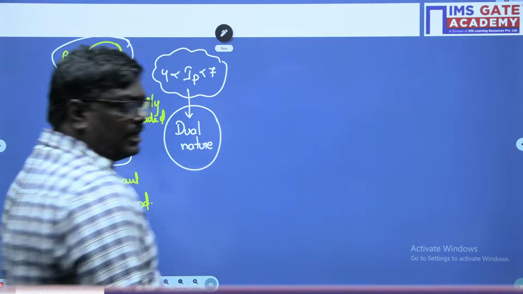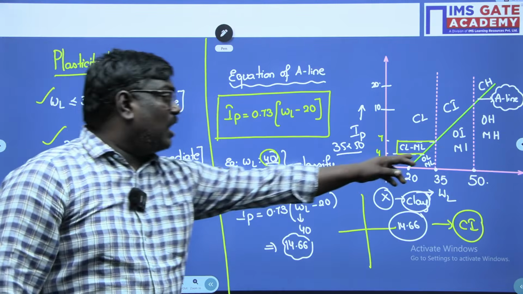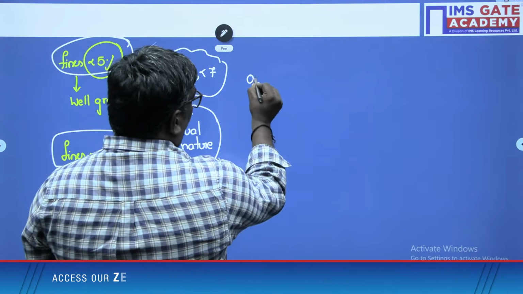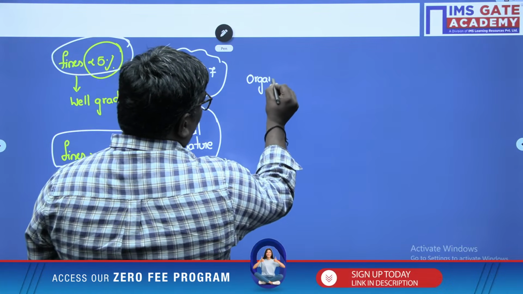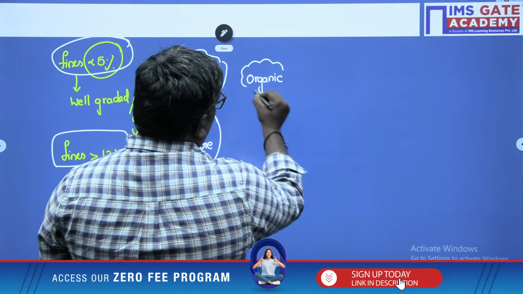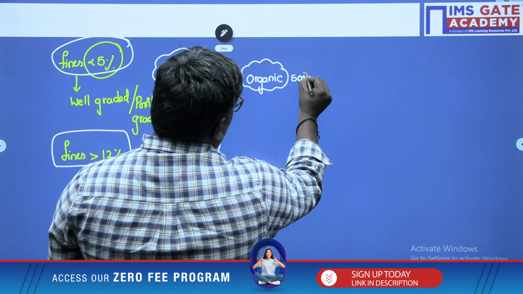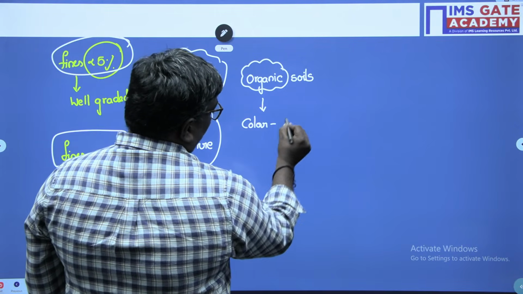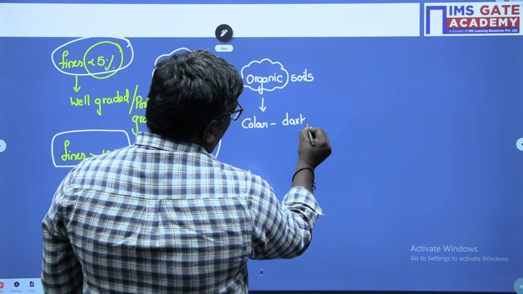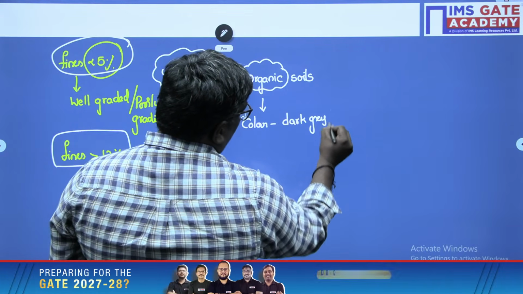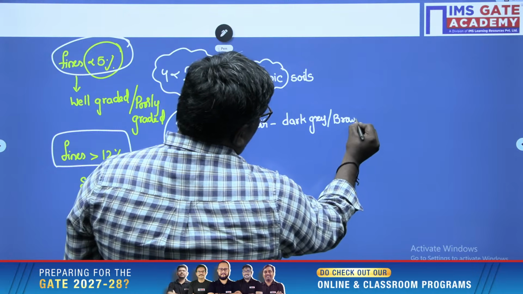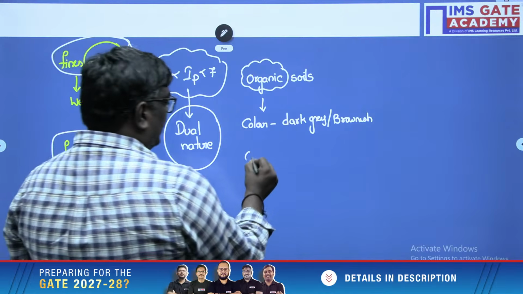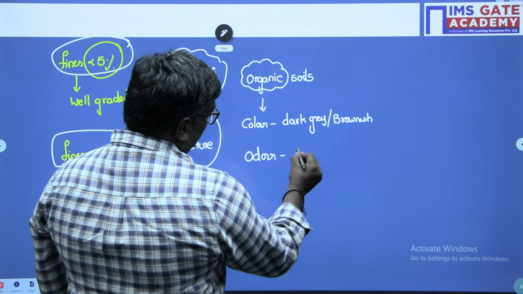Sir, before moving to activity ratio, you can ask me, how do you differentiate silt and organic soils? For organic soils, we have separate tests. If you consider the color of organic soil, it will be dark gray or brownish. Similarly, the odor will be a bad odor.